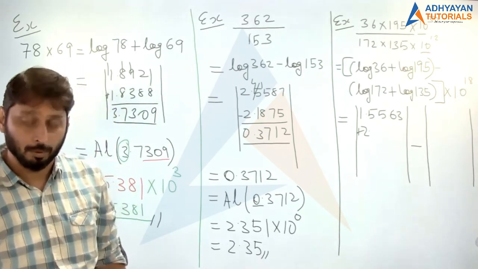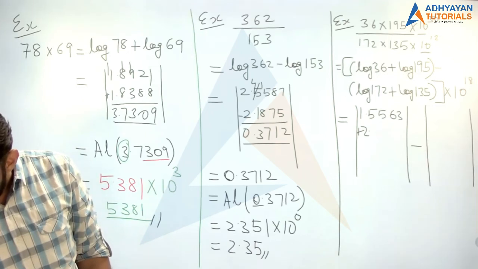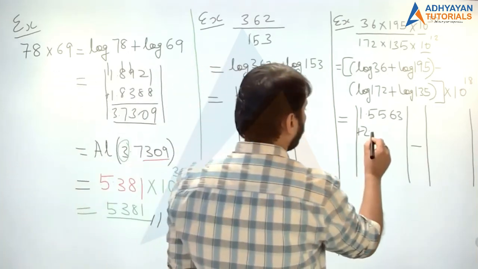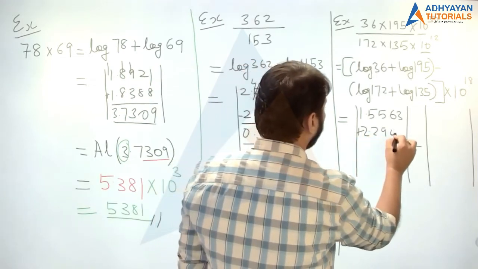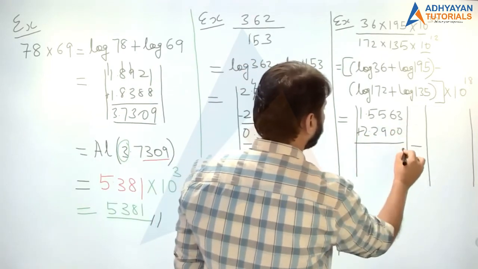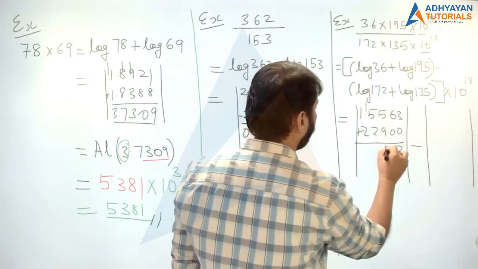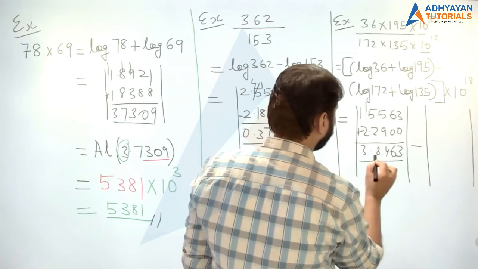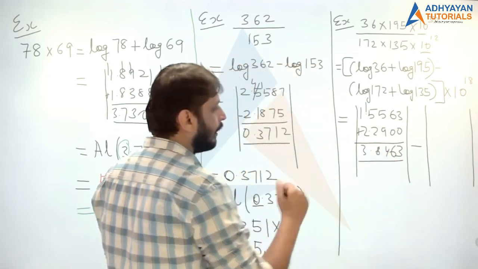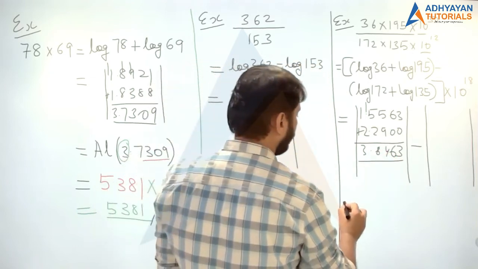It is very, very important. So it is 2900. All right, 2900. Then I add this. It is 3, 6, 9, 5, 14, 5, 6, 7, 8 point. This is 3.8463.